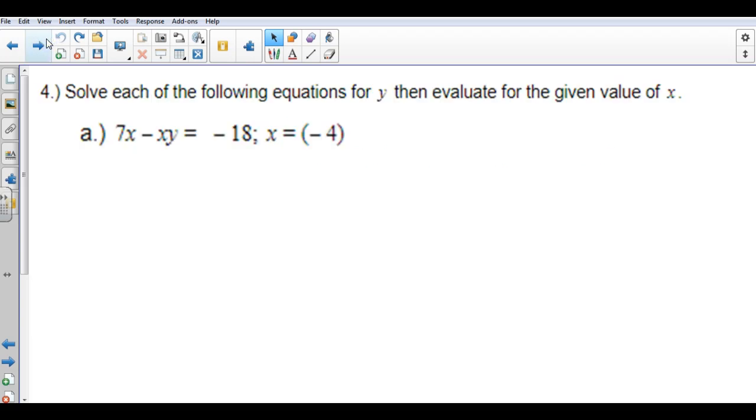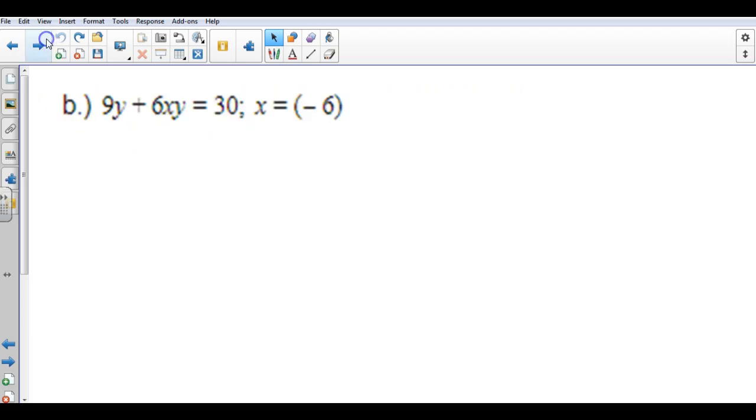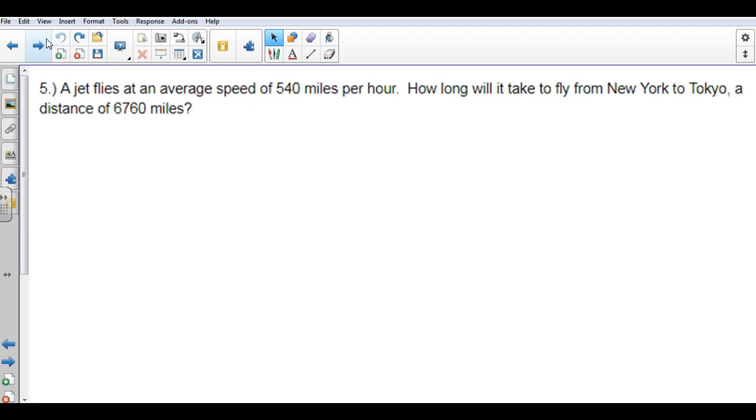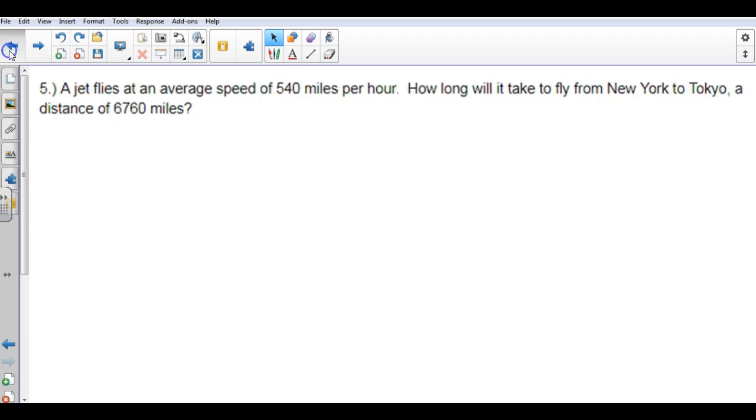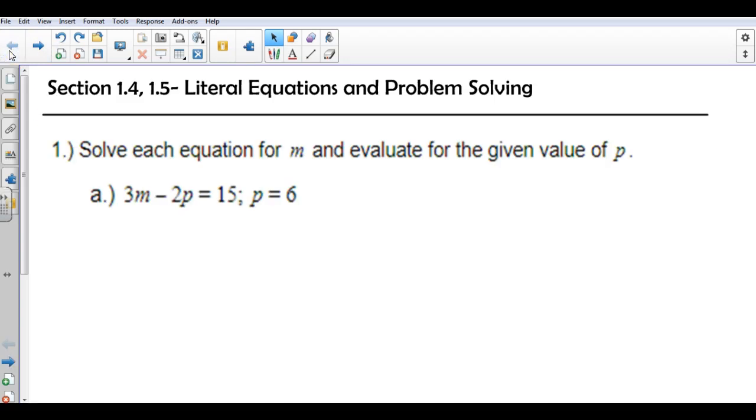Do that for a triangle, and then just some more substitution and evaluating. So finish out with a couple of story problems. And that looks like it's about it. So I'm just going to jump into this first problem.